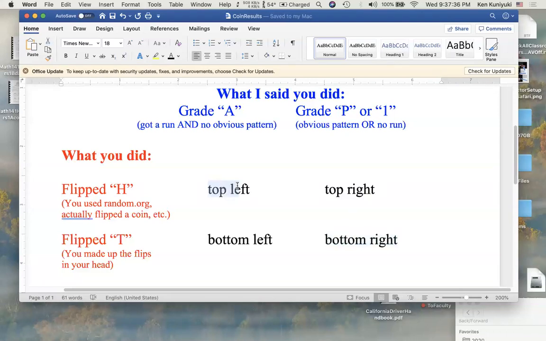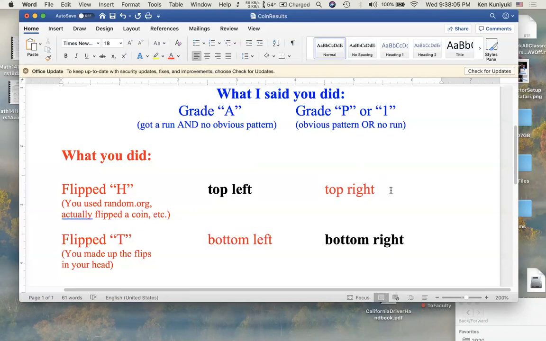Now, if you're in the top left or the bottom right, that means that my discrimination rule worked well for you because I made the correct decision. The people who flipped the coin or got the website to do it, I gave them an A, I identified them. The people who didn't flip the coin for real or got it from your head are in the bottom right. Now, if you're in the top right or the bottom left, I made a mistake. My discrimination rule did not work.